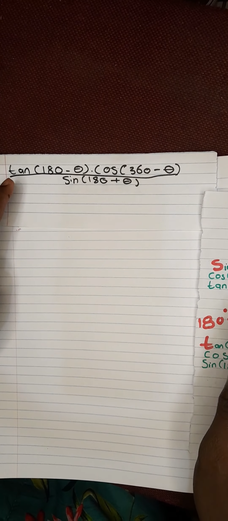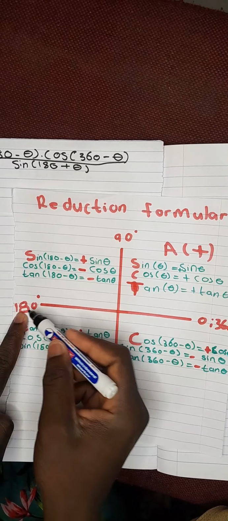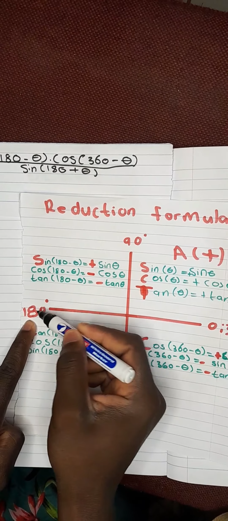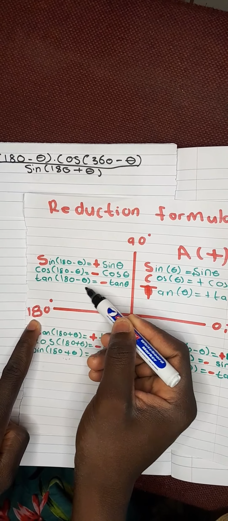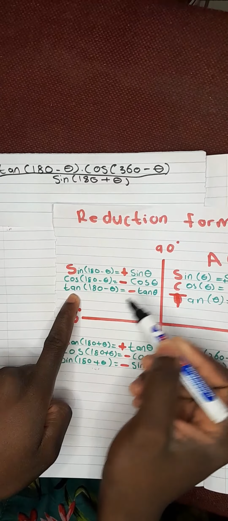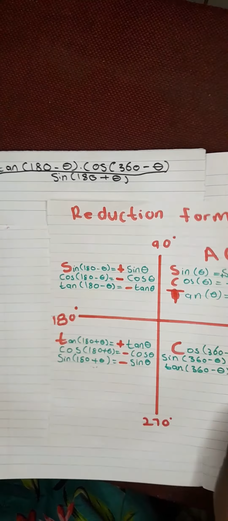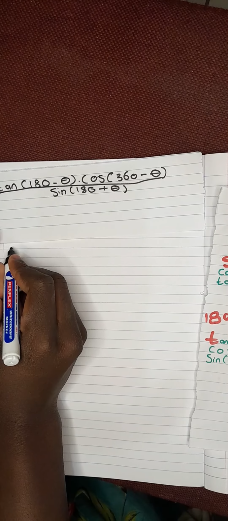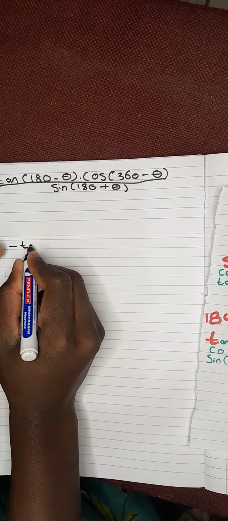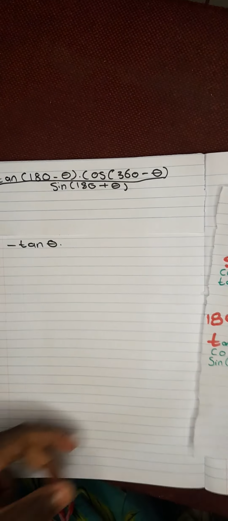As we can see in our reduction formula, it shows that we have tan 180 minus theta. Here's 180, and minus means it's going to fall under this quadrant. And we can see that tangent in the second quadrant is negative, meaning that I'm going to have negative tan theta. Let us move to the second one.